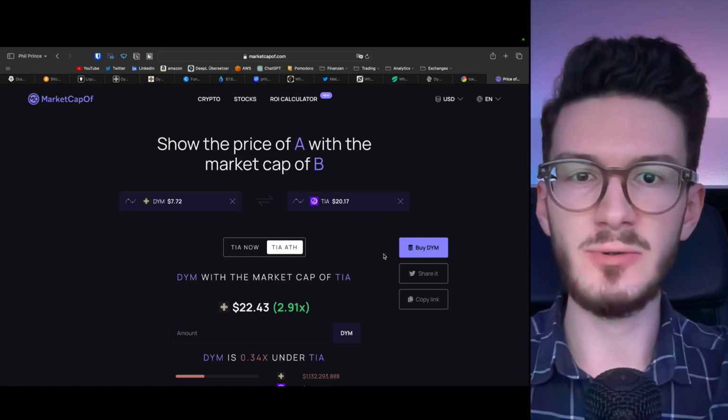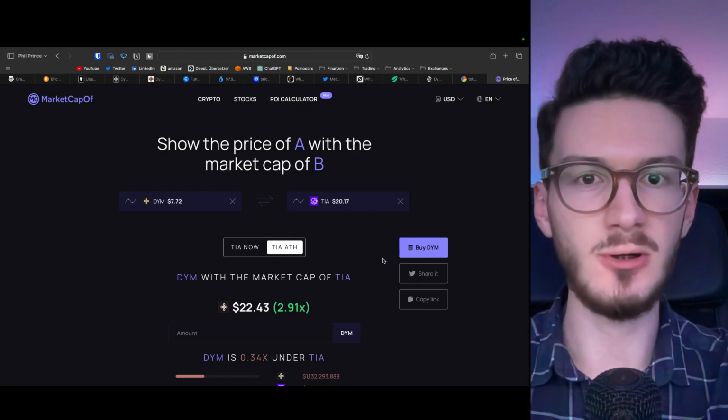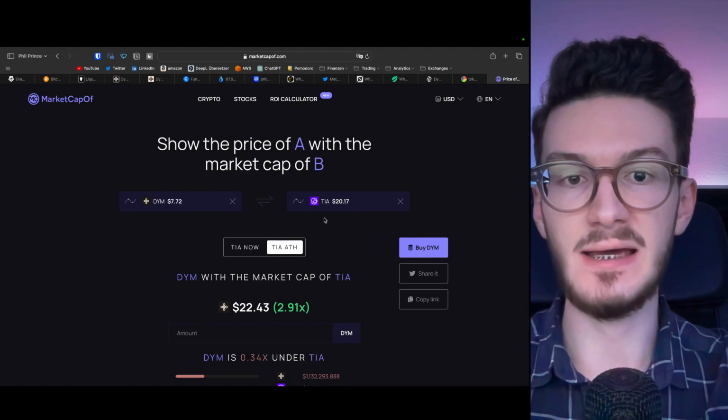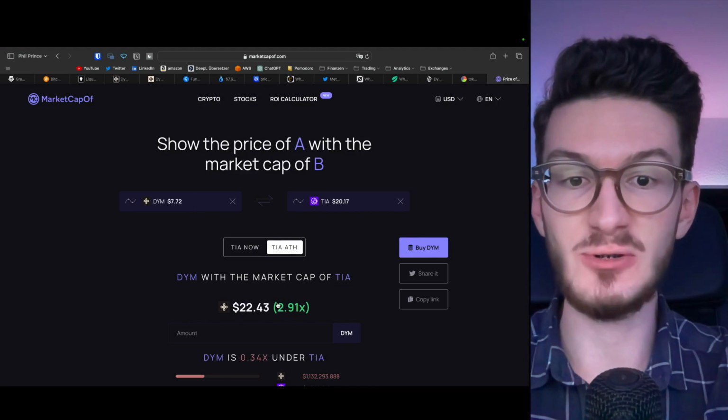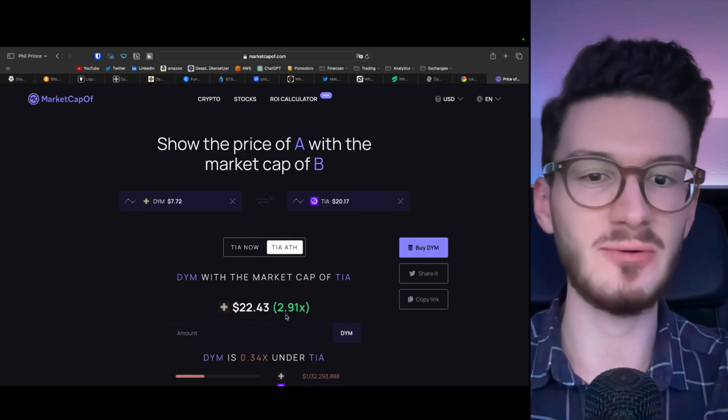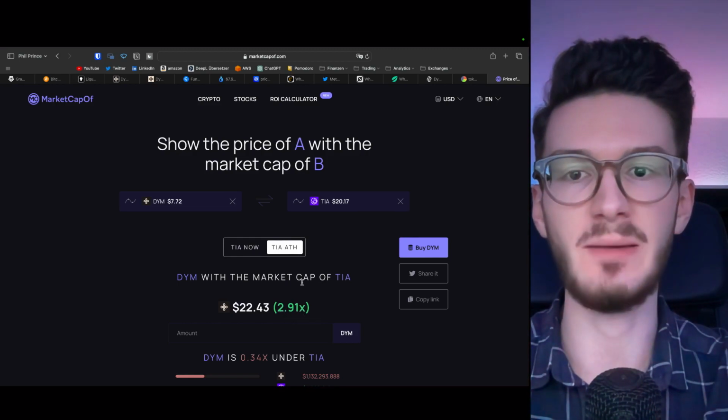For a long-term prediction, it's actually a bit early, but we could compare it to Celestia as it's also a modular blockchain approach. But as you can see at the moment, this would just give us a 3x, and I'm pretty sure we can see more multiples for Dymension in this bull cycle.